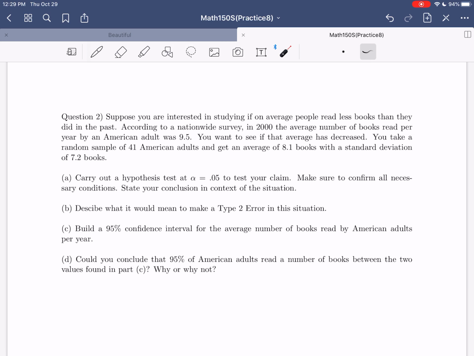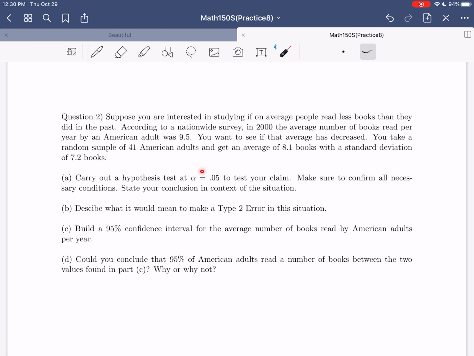So for question 2, we're interested in studying if, on average, people read fewer books than they did in the past. So according to a nationwide survey in 2000, the average number of books read per year by an American adult was 9.5. So that's what it was in the year 2000. We want to see if that average has decreased. So we're saying that on average, people would read fewer books nowadays than they did back in the year 2000. So we take a sample of 41 American adults and we get an average of 8.1 books with a standard deviation of 7.2 books.